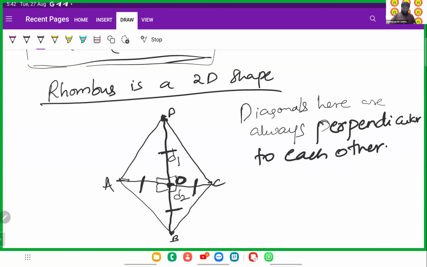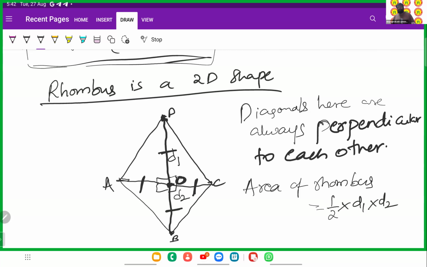So the area of a rhombus here is half into D1 into D2. The area of rhombus is half into D1 into D2. So what is the specialization?